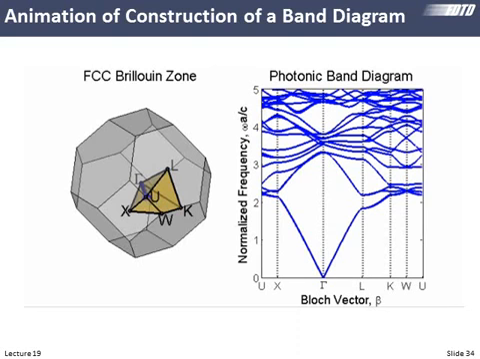So again, the blue arrow was our Bloch wave vector. For each choice of those, we plot our frequencies vertically, and if our step sizes are small enough, we construct a band diagram. And those continuous lines are called the bands.